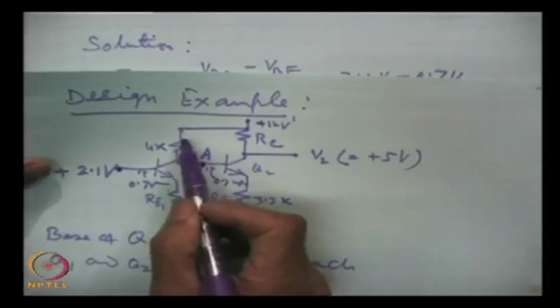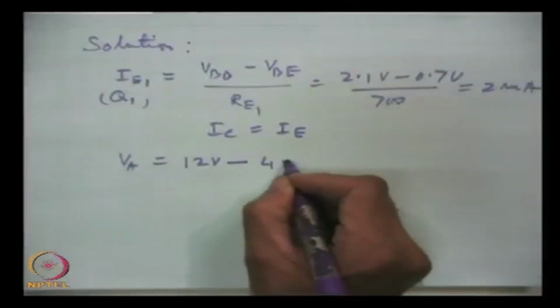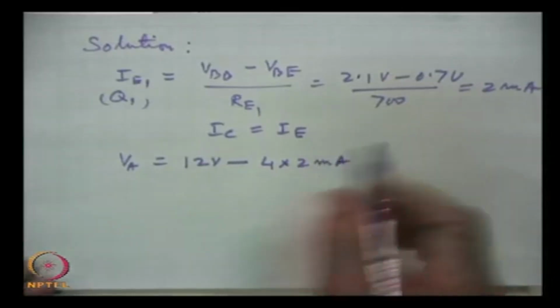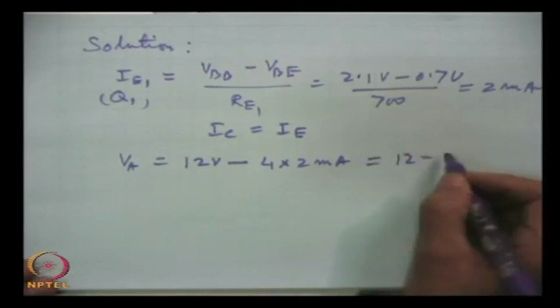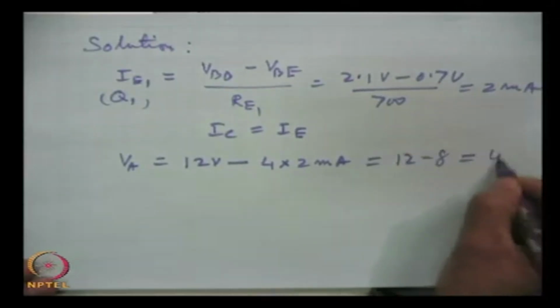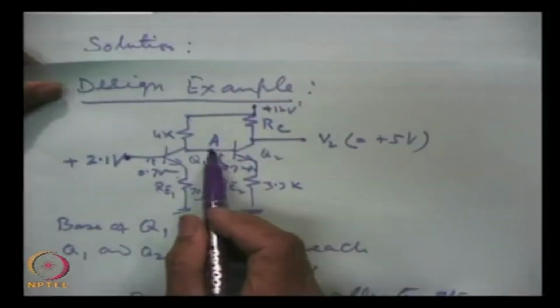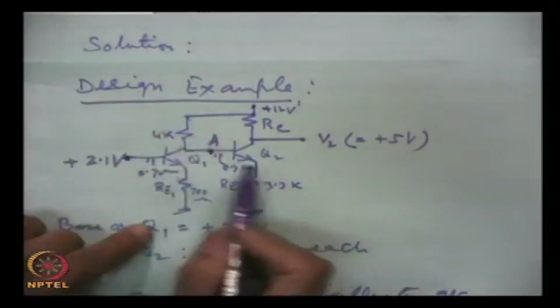This is connected to 12 volts and 2 milliampere current is flowing. So, obviously, 4K into 2 milliampere is 8, and 12 minus 8 is equal to 4 volts. So the potential here is 4 volts. Now we proceed in the same way here.